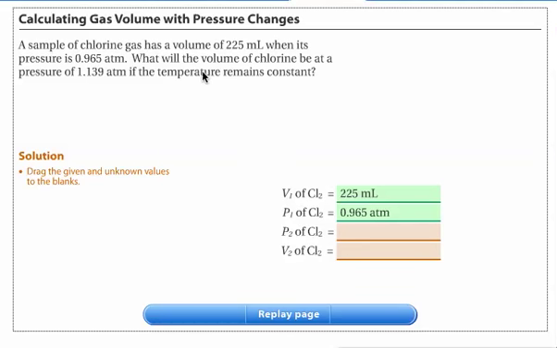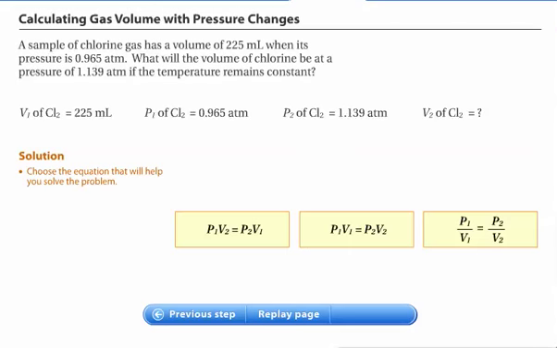Now, the question is, what will the volume be? So now we want to find out, what will the volume of chlorine be? So the volume of chlorine is going to be our unknown when the pressure is changed to 1.139 atmospheres. So we've identified our variables. Now we're ready to set up our relationship.